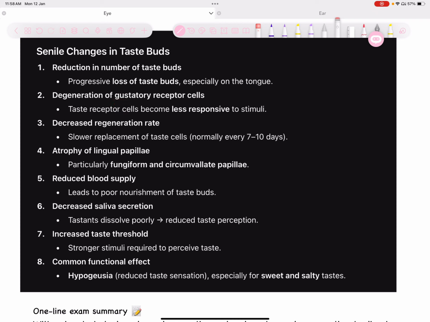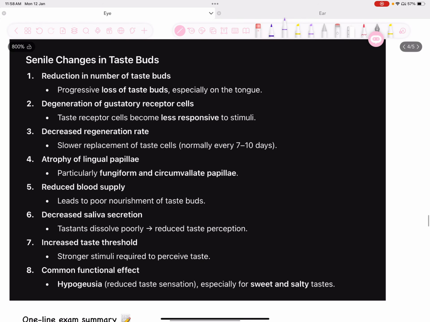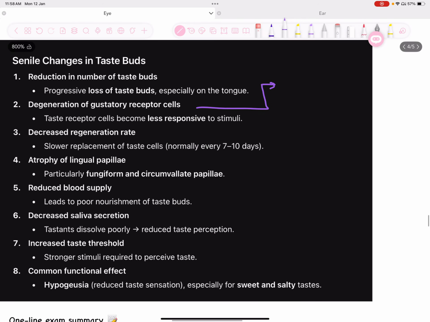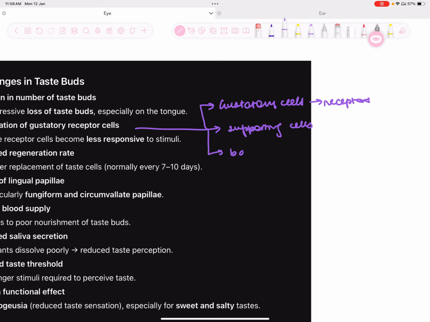Gustatory receptor cells. Here it's very important for me to mention that we have three types of cells in our tongue. First things first, we have gustatory cells. Gustatory cells are for taste perception, the taste receptors basically. So these are the receptors. Then you have sustentacular cells. Sustentacular cells are present there to maintain the shape. And then you have the basal cells. Basal cells basically have the stem cells.